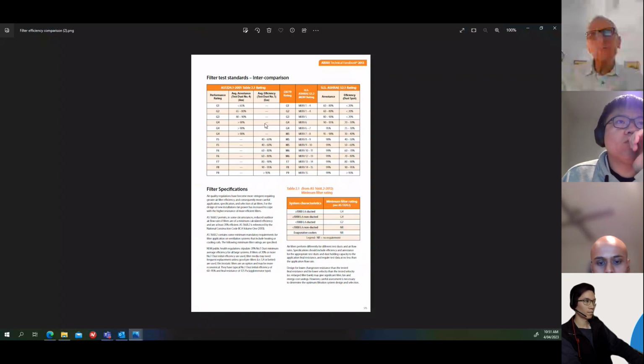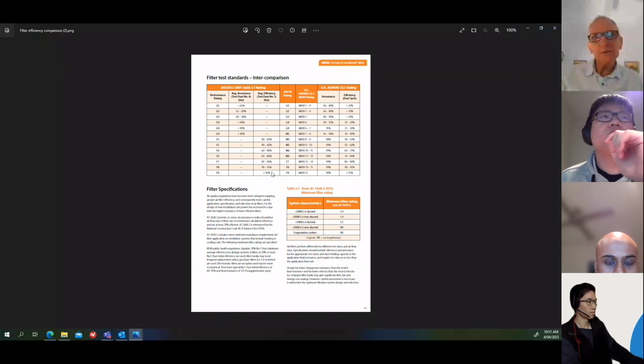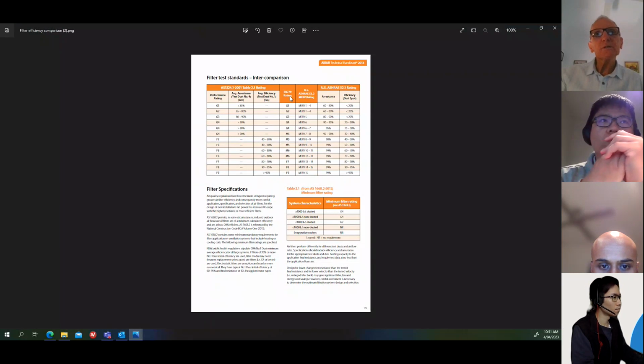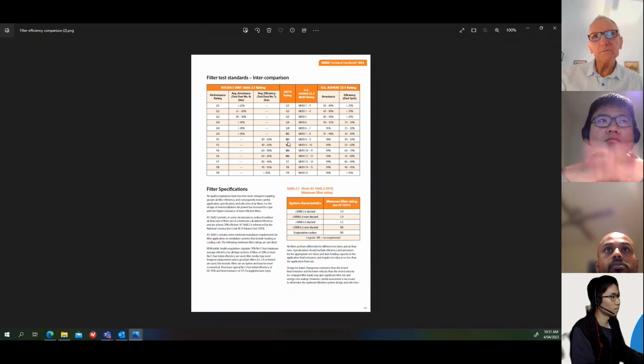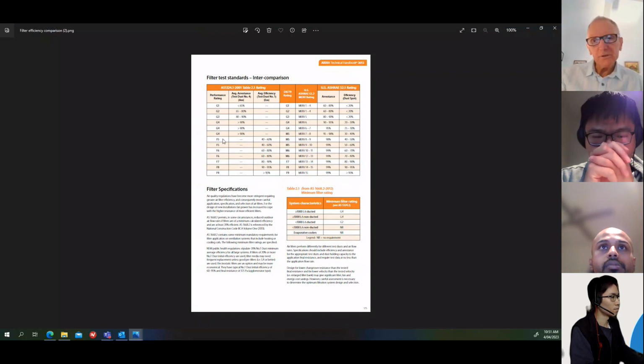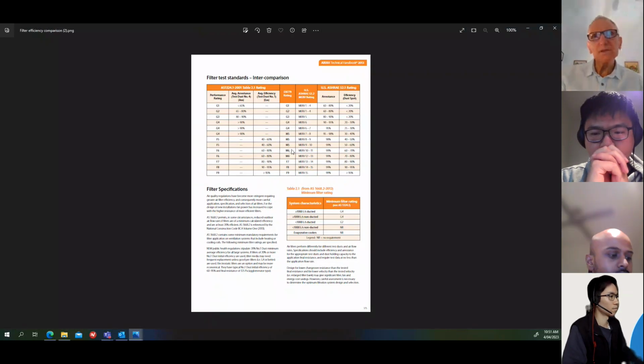And as the ratings go up, the efficiency improves. But so does the pressure drop, obviously. So as you're going up this scale, the pressure drop increases a lot. This column, EN779, these are the European ratings. Sometimes they'll say they want an M5 filter. What's that? In our language, it's an F5, okay? So this is handy just to compare those.